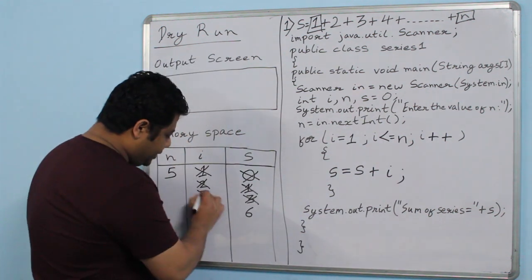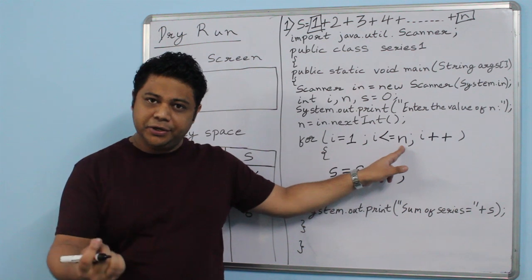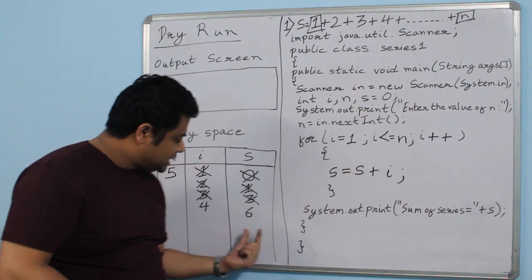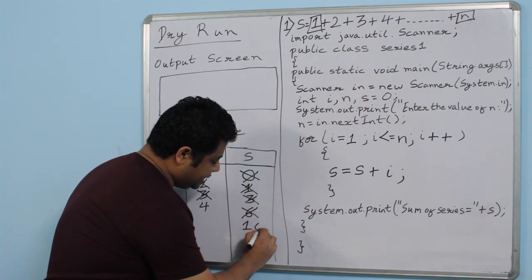The value of I now becomes 4. Now 4 is less than or equal to 5. Again true. Go down. S equals S plus I. So 6 plus 4. Now the value of S becomes 10.